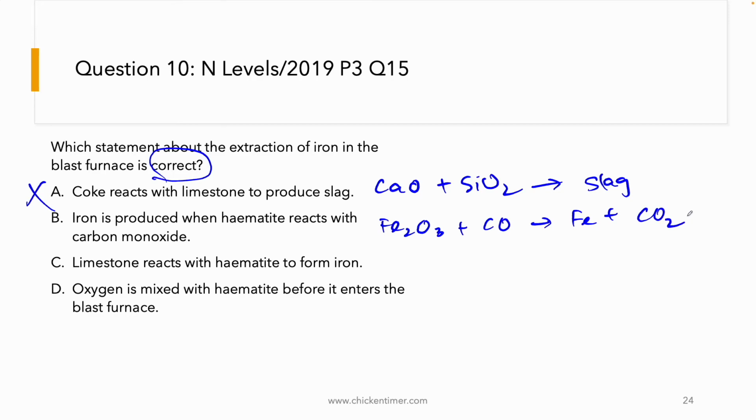I didn't balance it, but I think this is correct. Then C, limestone reacts with hematite to form iron. So explaining B will explain C. What reacts with hematite is carbon monoxide. So this is gone. Then D, oxygen is mixed with hematite before it enters the blast furnace. No, they are introduced separately into the blast furnace.